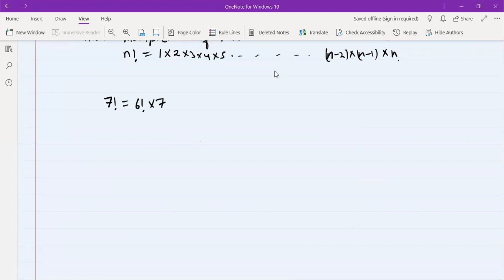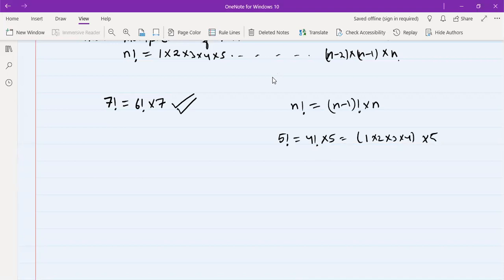How come it is wrong, Prahlad? Because 6 factorial into 7 is nothing but 7 factorial, right? It is correct. It is not wrong. Because n factorial can be written as n minus 1 factorial into n. Because n minus 1 factorial is all the numbers before n. For example, 5 factorial is basically 4 factorial into 5, which is basically 1 into 2 into 3 into 4 into 5. This is 4 factorial now. Got it? Yes or no?